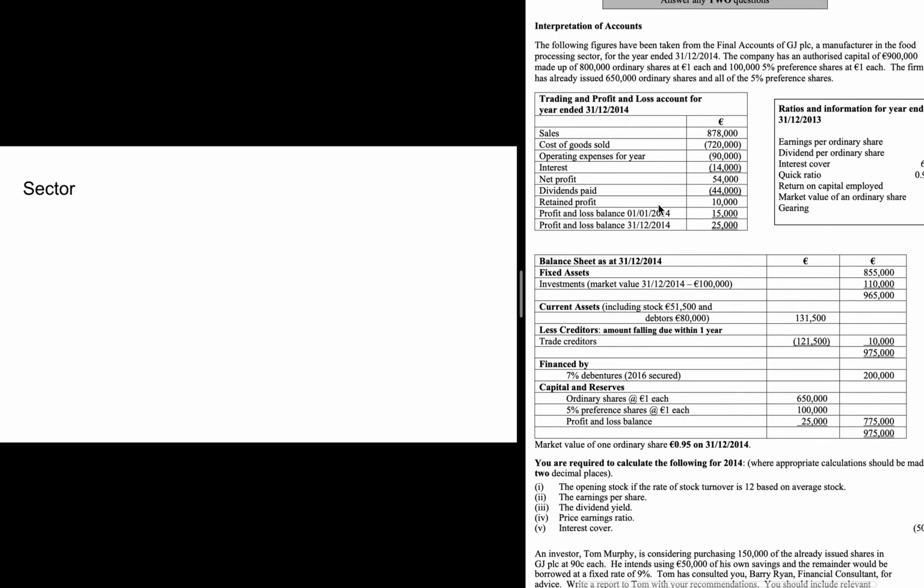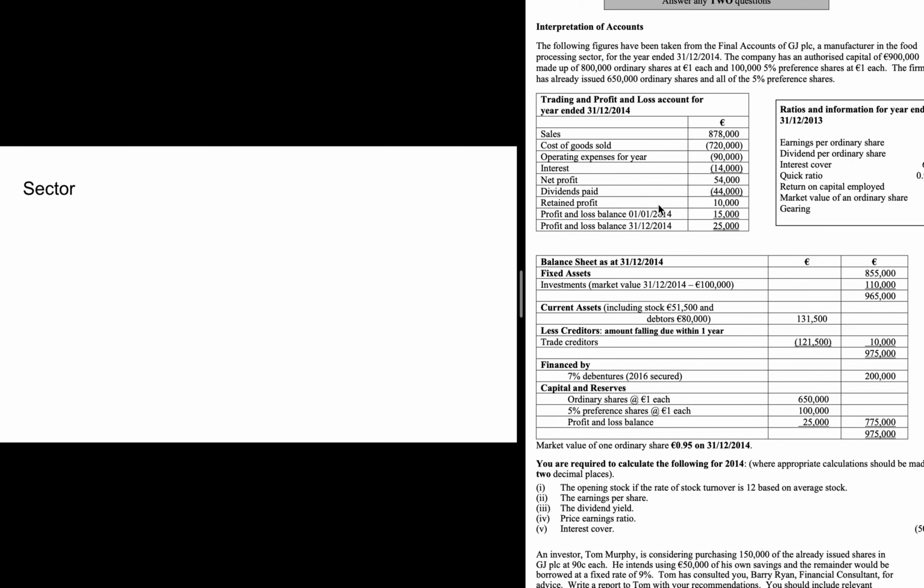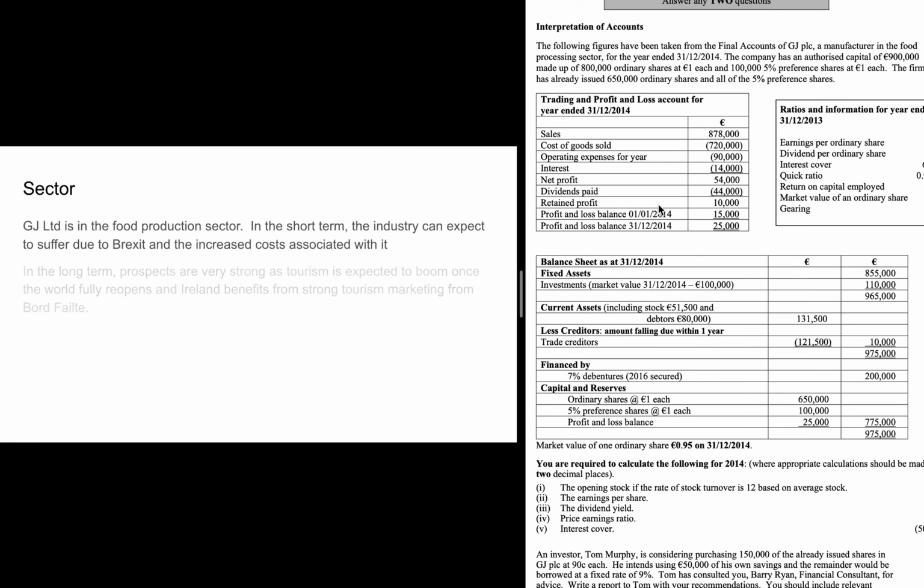Last thing, I want a sector. Now, they're a manufacturer in the food processing sector. The food processing sector is obviously a good industry to be in, so this is tricky for me to come up with short-term positives and negatives. So I want two negatives and a positive. So in the short term, the industry can expect to suffer due to Brexit, just put it that, and the increased costs associated. And then I copied and pasted that from a previous question.